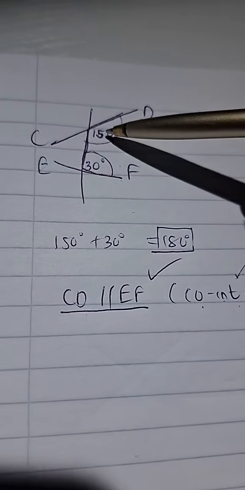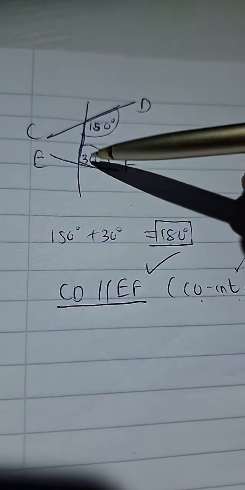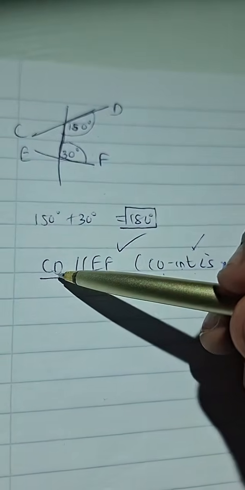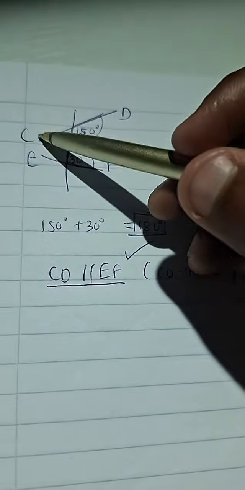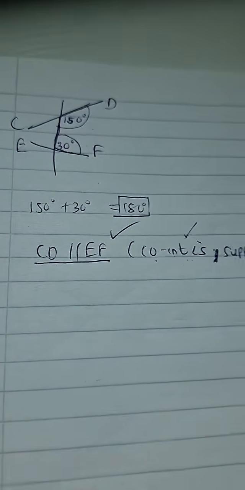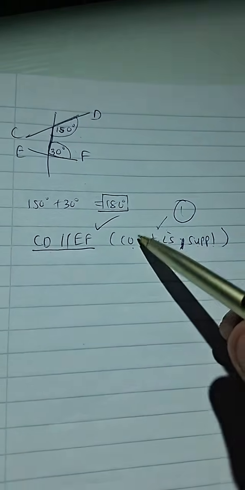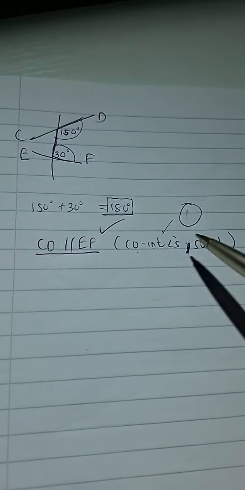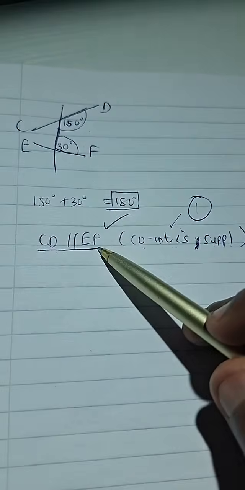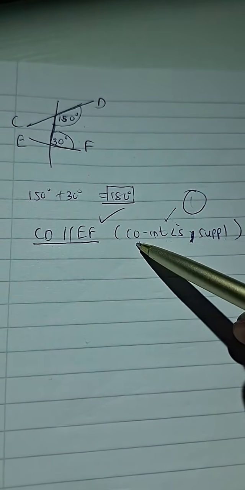Why? Because you have found angles in the co-interior position that add up to 180. In other words, you found co-interior angles that are supplementary. So that supports that CD is parallel to EF. This is one way of proving that lines are parallel: finding co-interior angles that are supplementary. You say CD is parallel to EF. Why? Because I found co-interior angles that are supplementary.